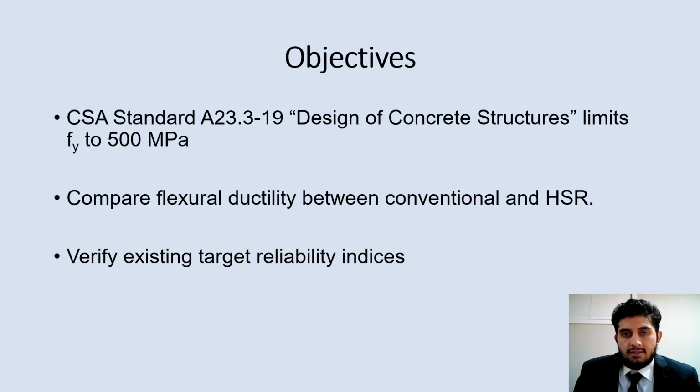The current CSCE standard S806-12 for concrete design limits the yield stress for reinforcements to 500 MPa. The objective of this research is to update this code because high-strength reinforcement has a yield stress well above 500 MPa. So we'll be comparing the flexural ductility between conventional and high-strength reinforcement. In doing so, we'll also verify the existing target reliability indices to see if they are a good representation of high-strength reinforcement or if they need to be updated.